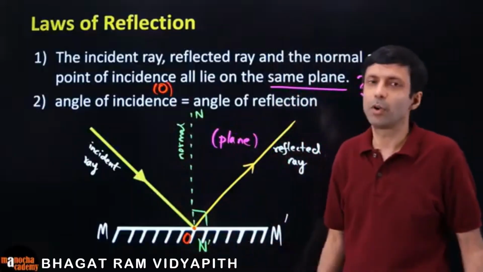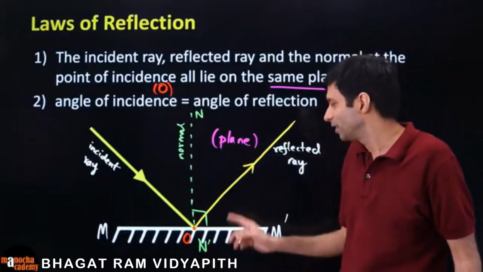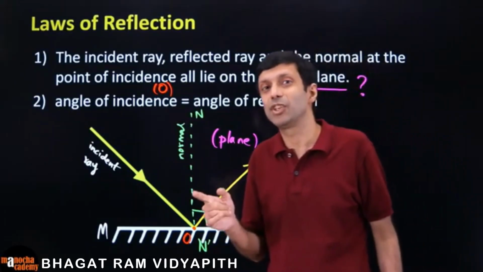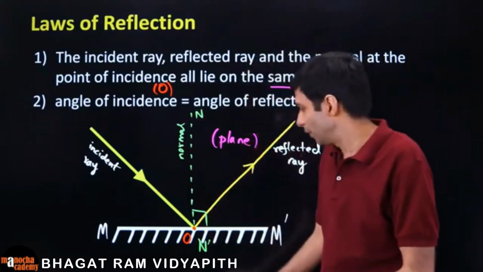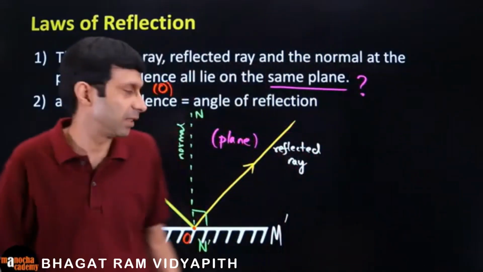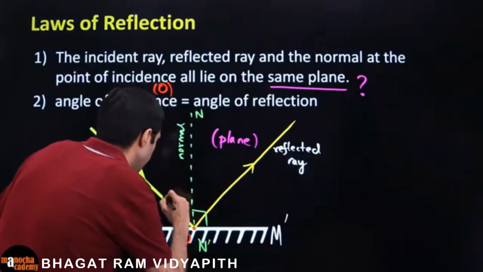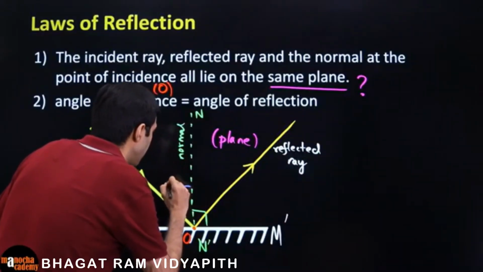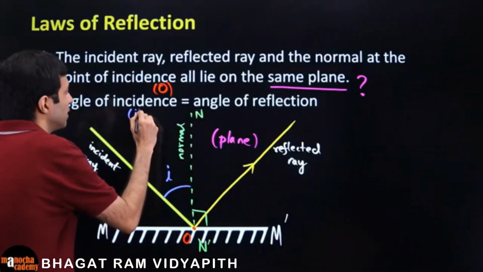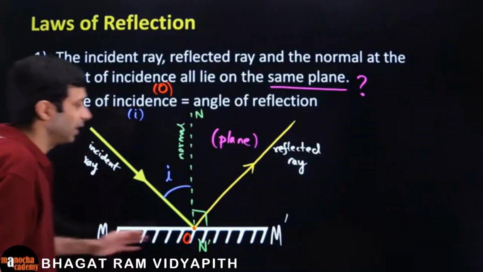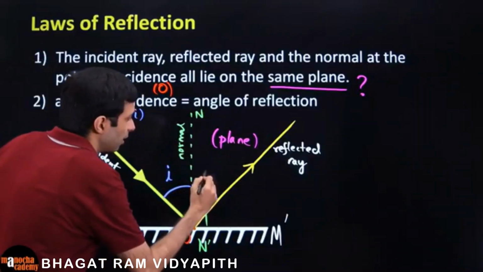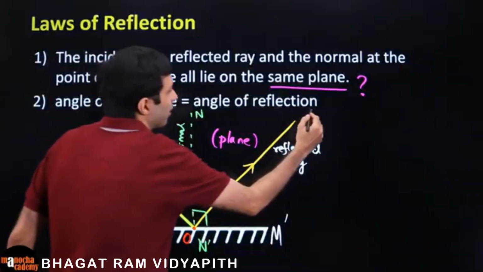Okay. One very important thing is, normally when we measure angles in geometry, we measure like this, right? But not in physics. Angles are measured with the normal. Okay. So when we are talking about the angle of incidence here, the angle of incidence is going to be this angle. The angle between the incident ray and the normal. And I'm going to mark it as i. So this is my angle of incidence i. And then the reflected ray and the normal. So this is going to be my angle of reflection r.